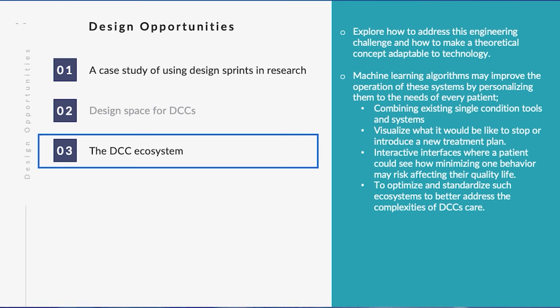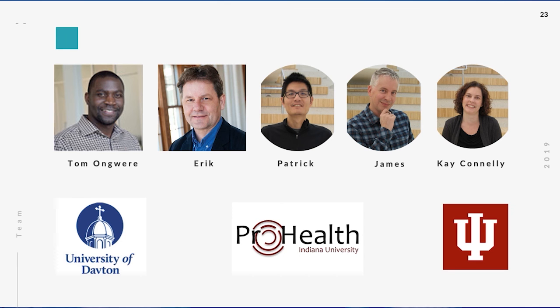Another item that we reported in this work is that combining multiple systems to form an ecosystem could be a challenge. So future work is needed to explore how to address this engineering challenge and how to make theoretical concepts adaptable to technology. We also discuss how machine learning can play a role in that process.